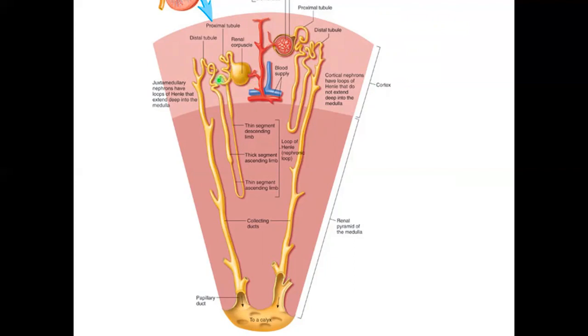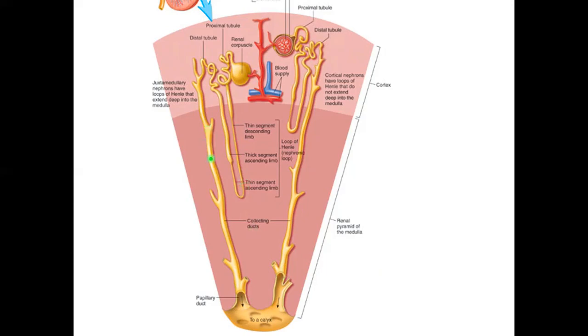juxtamedullary nephron, the loop of Henle goes really deep into the medulla. And so when you see a loop going really deep into the medulla, that is going to tell you that you're going to pull out a lot more water. Okay, so for example, kangaroo rats, like desert rats, and your camels have really long loops of Henle, and they excrete very minimal urine because they need to pull in that water and hold on to it.